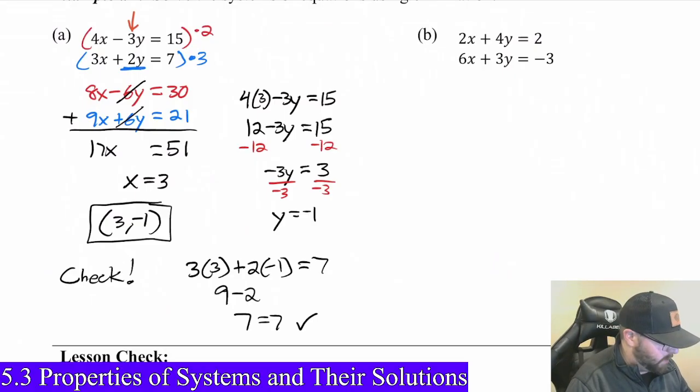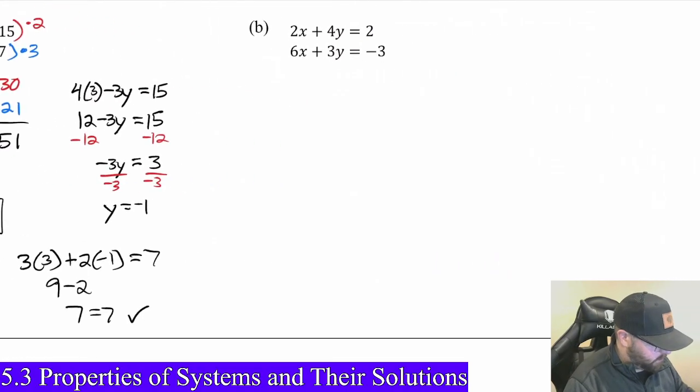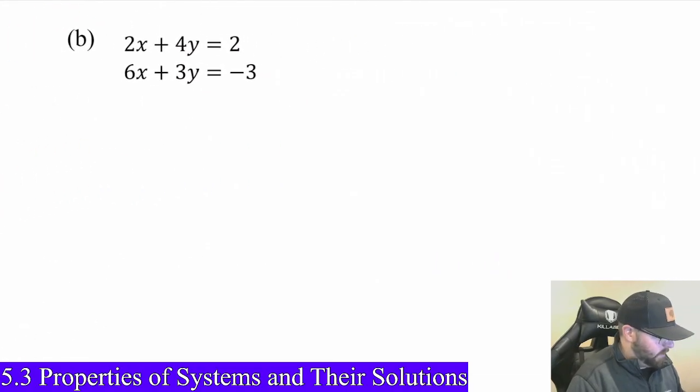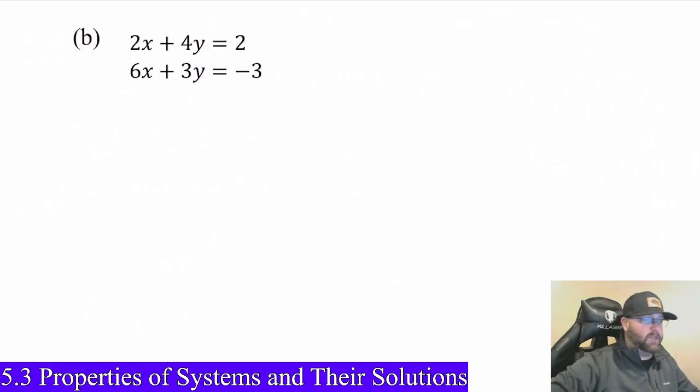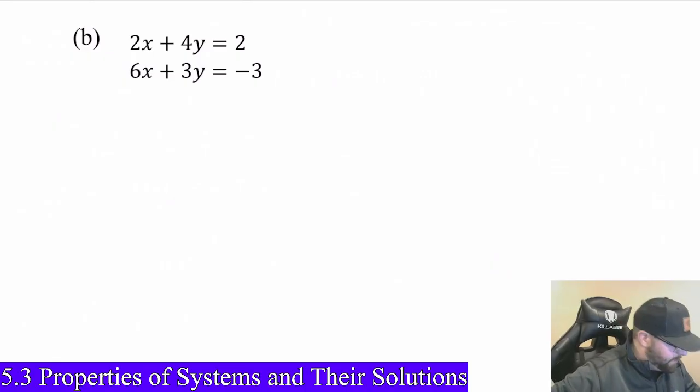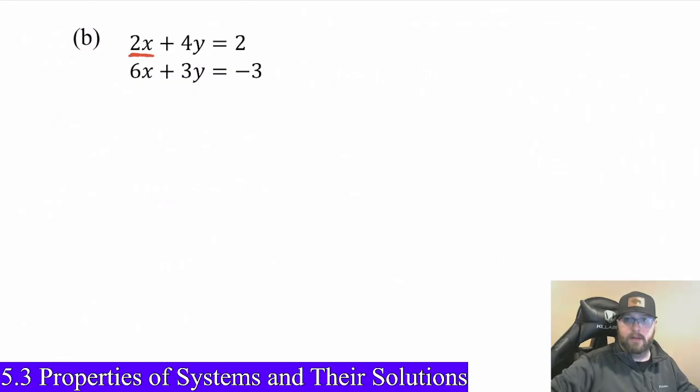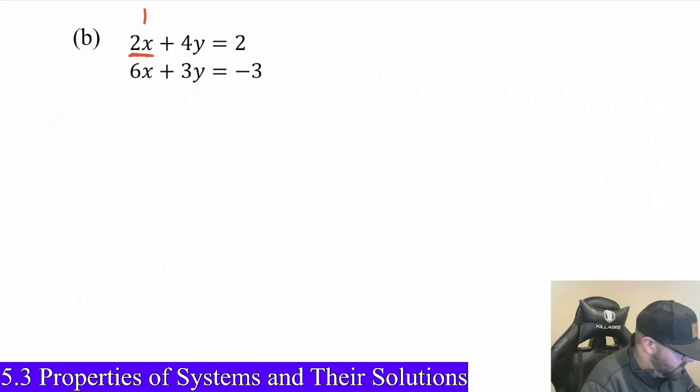Okay, so we're going to go to part B now. We're going to try another one. Okay, so here I look at both of my terms, and I see this is a 2x, this is a 6x, so they're not going to add up to 0. 4y and 3y, they're both positive, they're not going to add up to 0. But I do see that in this situation, 2 goes into 6 3 times. So we're going to eliminate the x here.